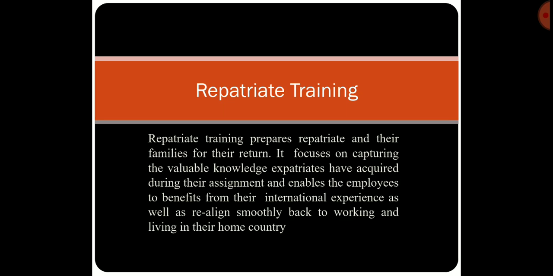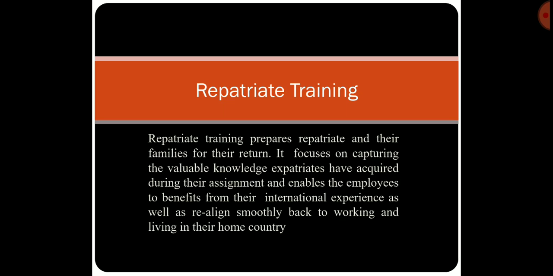There are several reasons where the employees are thinking to come back to their home country. The reason may be completion of their foreign assignment. The reason may be that families are facing difficulties adjusting to the foreign country environment, or the expatriates may feel a lack of career opportunity in international operations. So there are several reasons why expatriates decide to come back to their home country. That process is called repatriation.